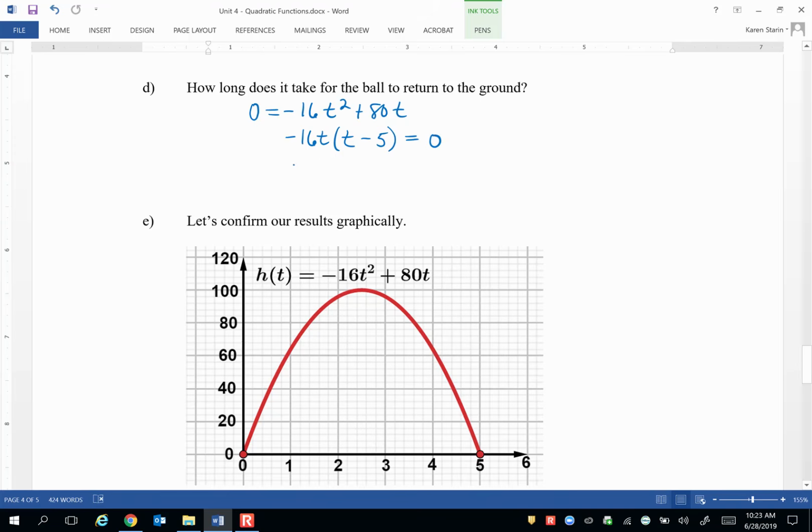So clearly negative 16 is not equal to 0. That's a factor, but that's not 0. But t could be 0, and that's where we started the launch of the golf ball. Or t could be 5, because t minus 5 could be 0, and solving that, we get t equals 5.